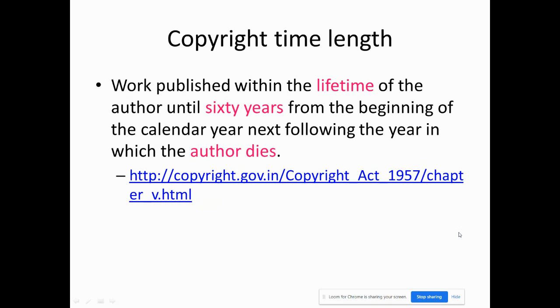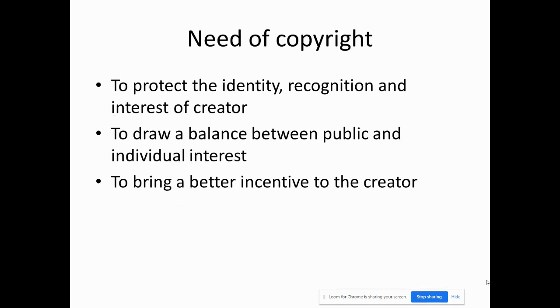Mostly what happens is there is a lot of confusion about the length of copyright. Normally the length of copyright is the lifetime of the author. An author or a creator gets lifetime protection of copyright on his creation. After his death, it is 60 years from the next calendar year to his successors. So normally it is lifetime plus 60 years after his death that the copyright protection is there. After that, it goes into the public domain.